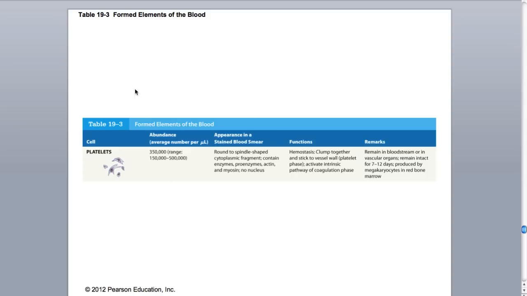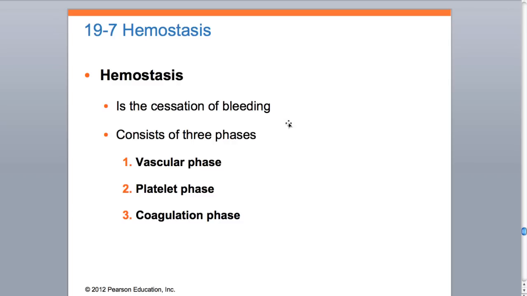Now, this slide is important. Now, we have platelets here. Go all the way over to the function, and do you see the word that I'm now on? Hemostasis. And that is why I backtracked to this slide. Hemostasis. So we're going to look at that term next, hemostasis. It's the stoppage of bleeding. And this is the slide that I am now coming back to. So hemostasis, stoppage of bleeding.